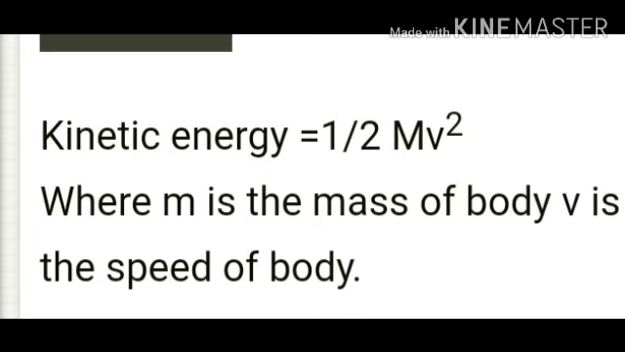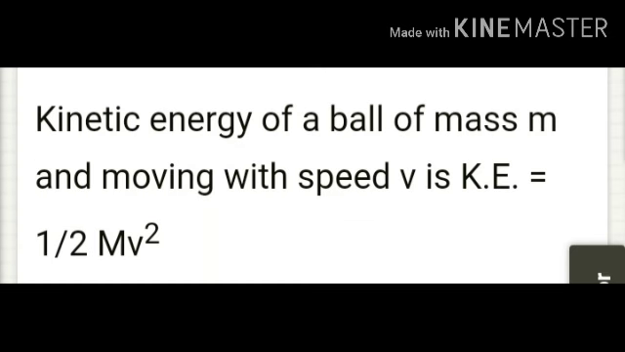Now your next question is, a ball of mass m is moving with a speed v. What is its kinetic energy? The kinetic energy of a ball of mass m moving with a speed v is equal to half mv square, where m is the mass of the ball and v is the speed with which the ball moves.